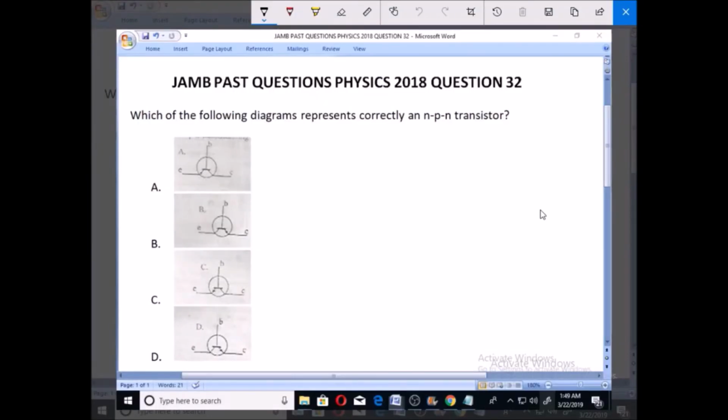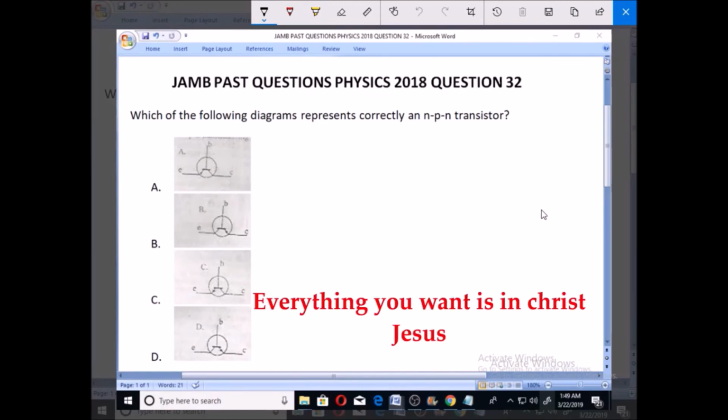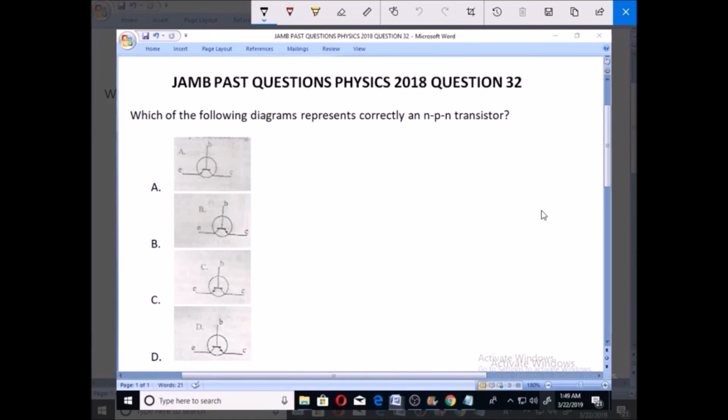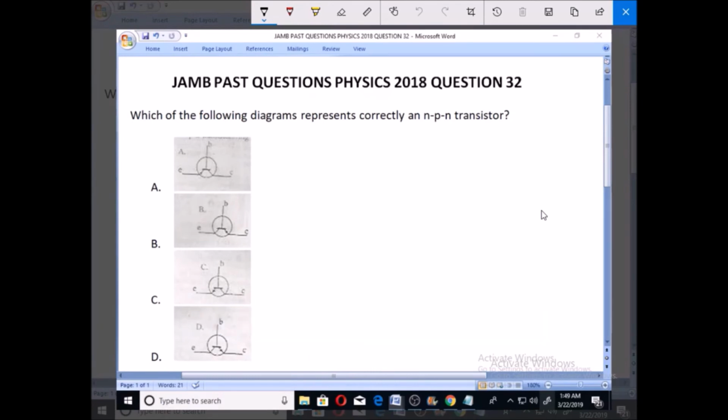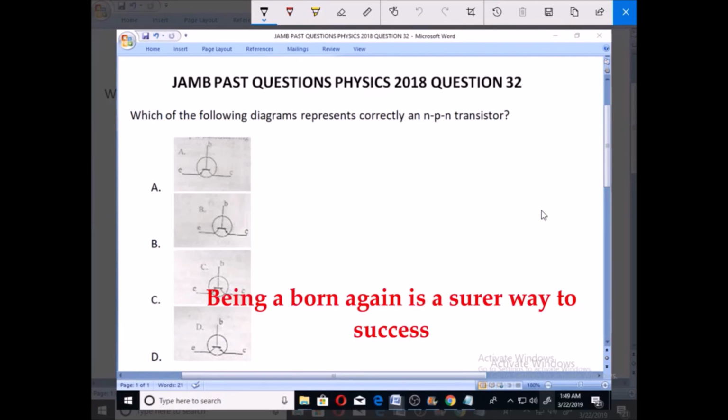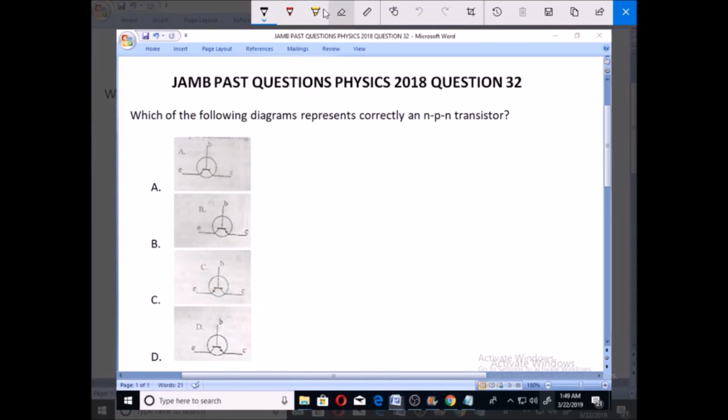Welcome. Let's look at this JAMB past question, Physics 2018, question number 32. Which of the following diagrams represents correctly an NPN transistor? Is it A, as is drawn here, or B, C, or D?